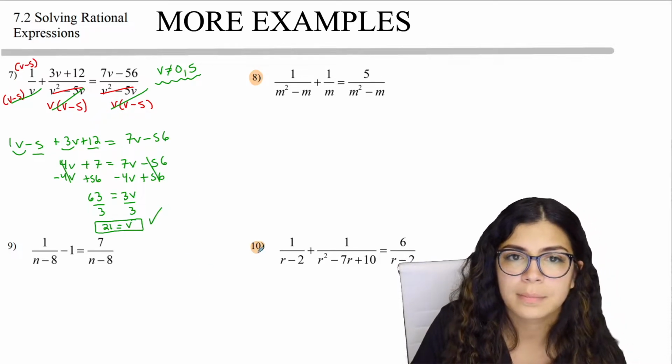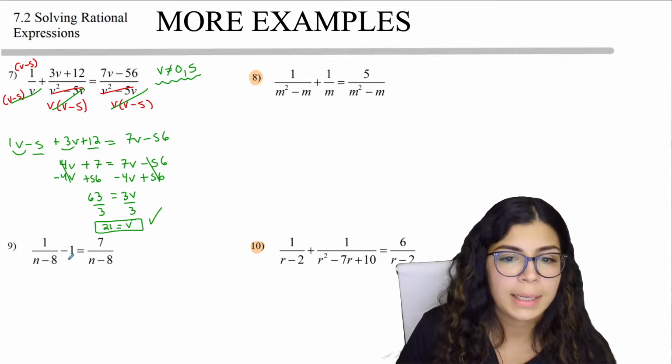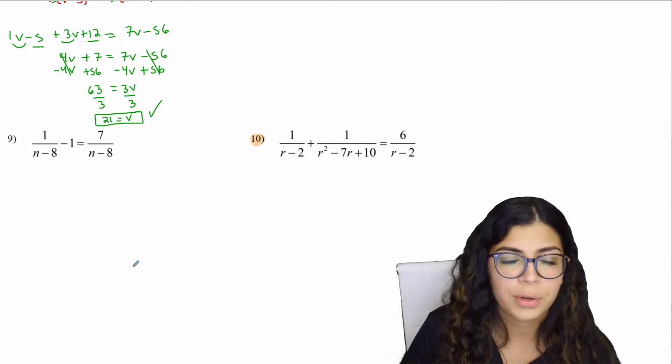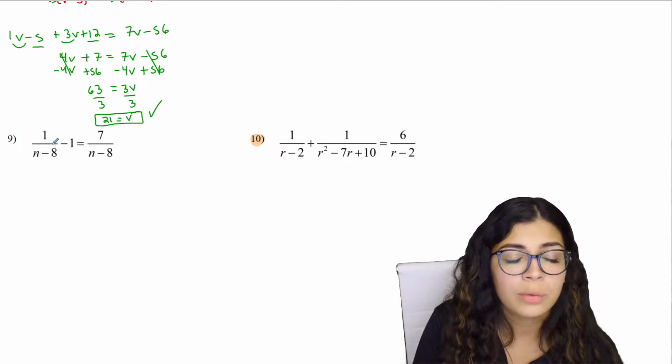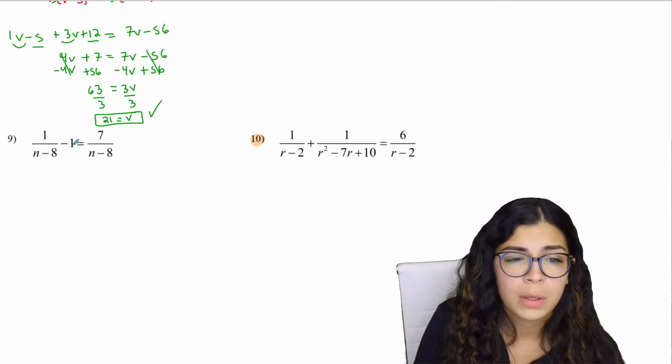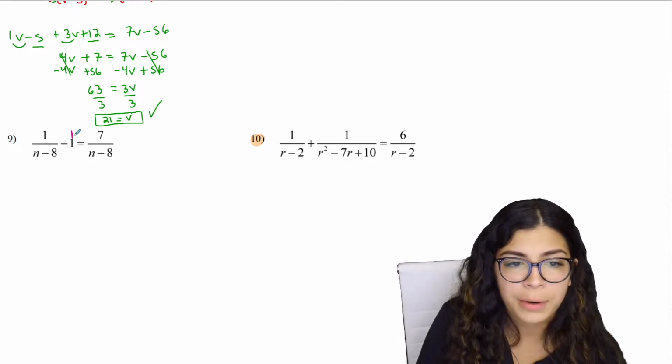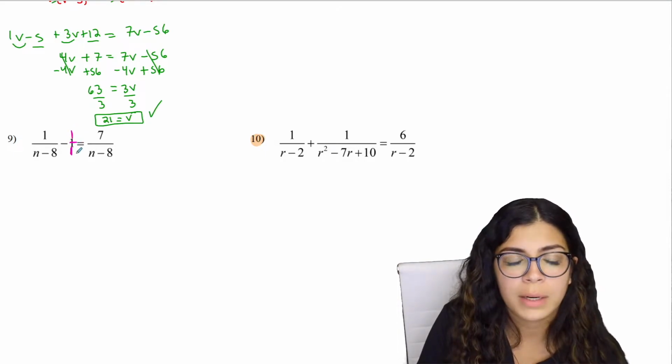We're good. All right, let's work on number 9, and then I'll give you a chance to pause and try 8 and 10 on your own. So here we have 1 over n minus 8 minus 1. So you got to remember that 1 is a fraction. It's just 1 over 1, right?